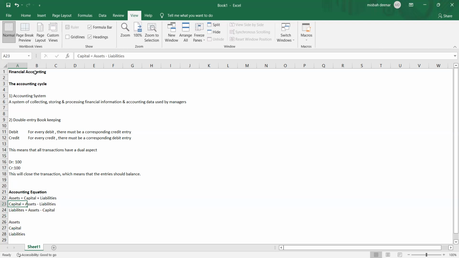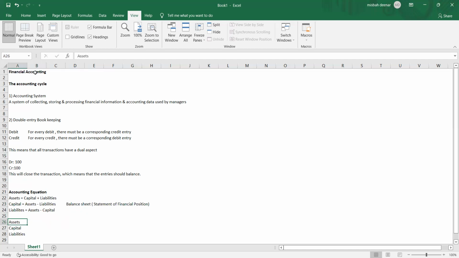So you can see that from this one equation, assets equals capital plus liabilities, we have turned around the equation. These three things will make your balance sheet, which we say is the statement of financial position. We will learn about it while solving the questions.